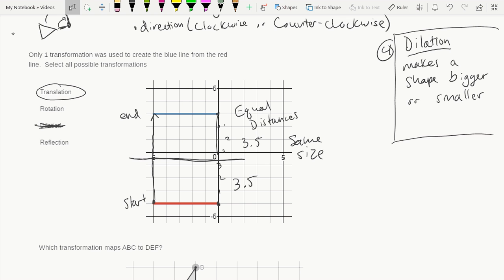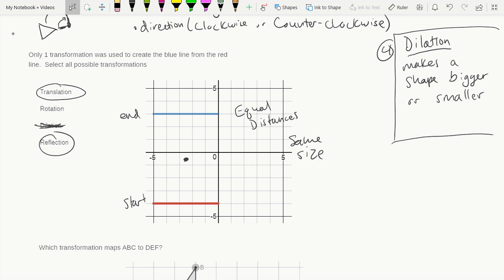So because these things are equal distances from that line of reflection, I know that it could be a reflection that creates this. Now, rotation is a little bit more tricky. Let's erase some of this. Okay. Now, rotation, I need a point. All right, so my point would actually be right here.